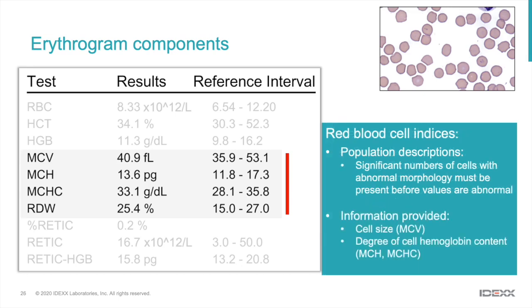With these indices, we get information about cell size, the MCV, and the amount of hemoglobin in the cells, the MCH and the MCHC. Remember that these represent that population statistic, so they're not really sensitive enough just by looking at them in relationship to the reference interval limits. And we'll talk a little bit about how we can improve the sensitivity in evaluating these parameters. The RDW, as I mentioned, we'll talk about that in just a second.